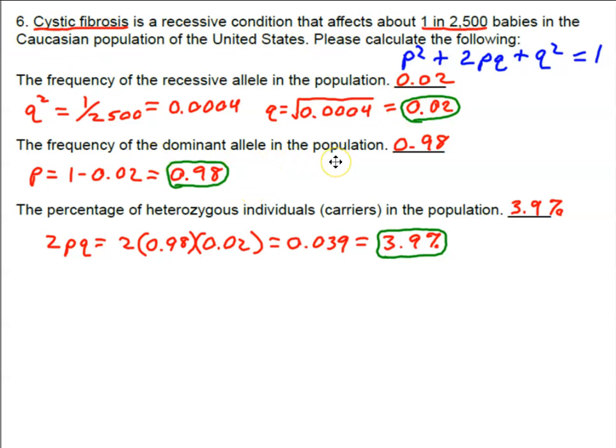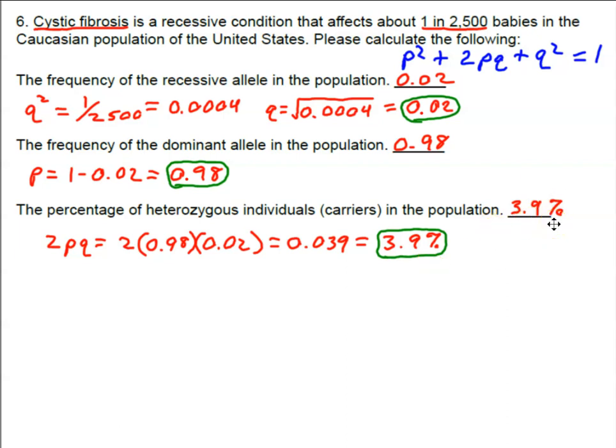The frequency of the dominant allele then is going to be 0.98. It's simply 1 minus 0.02, right? Because P plus Q equals 1. They're relative to each other, so 0.98. And then the percentage of heterozygous individuals or carriers in the population is going to be 3.9, but we get that by multiplying P and Q and times 2. So 2 times 0.98 times 0.02 is 0.039, or multiplied by 100, it's 3.9%.